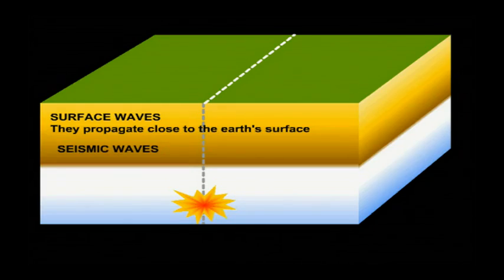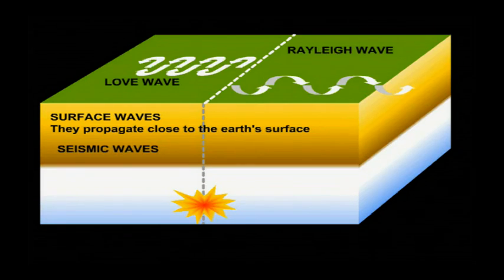Surface waves are of two kinds. They are Love wave and Rayleigh's wave. They are named after scientists who explain their nature mathematically.